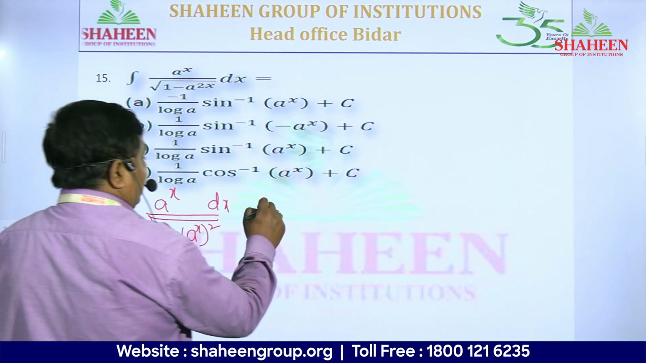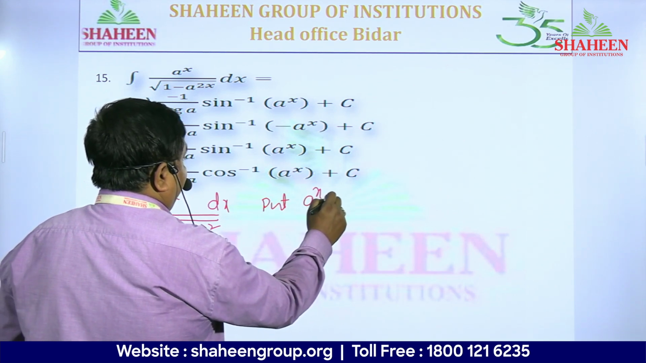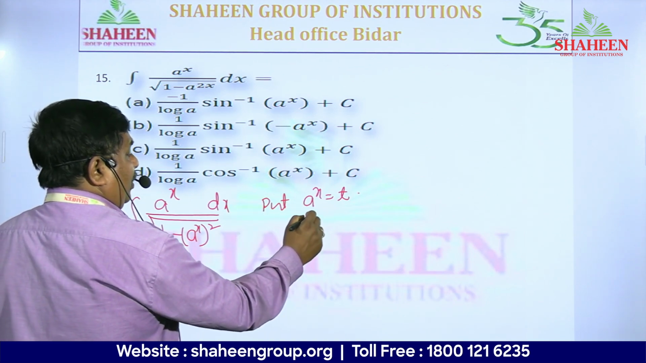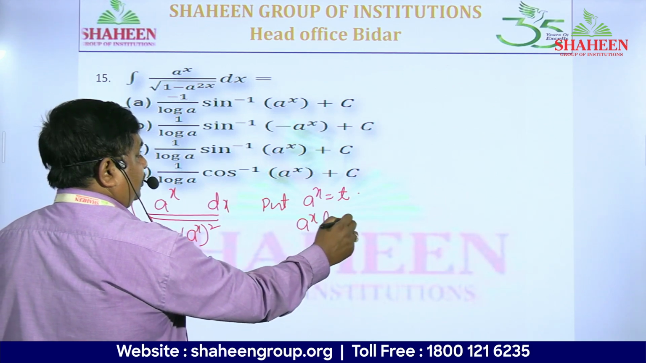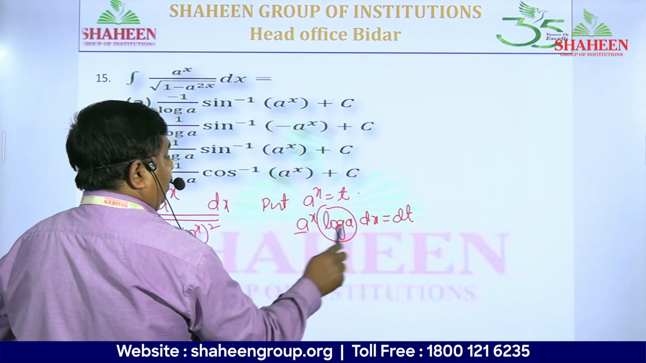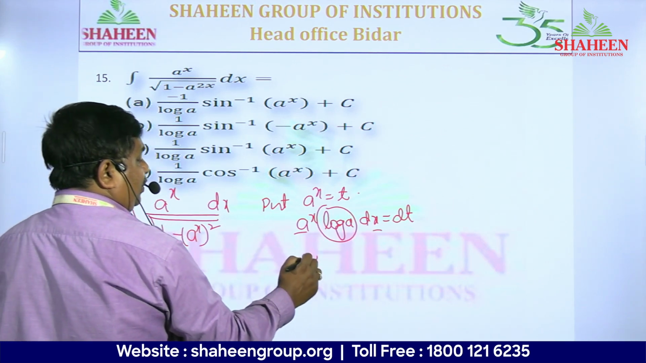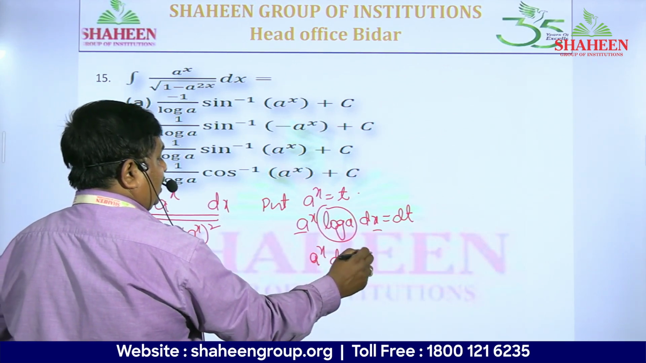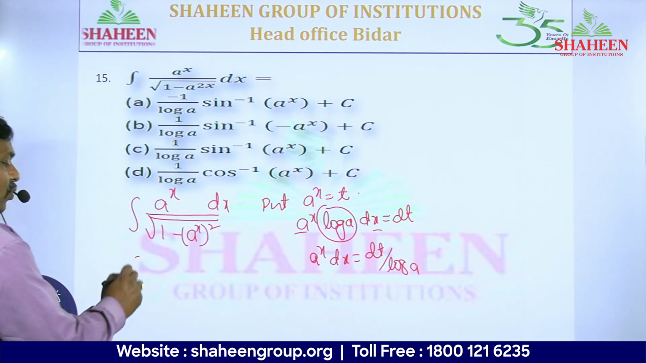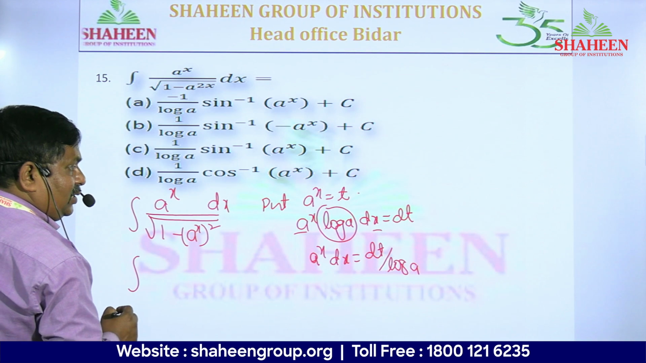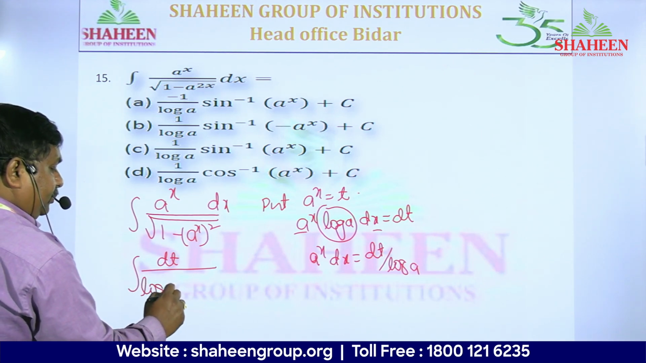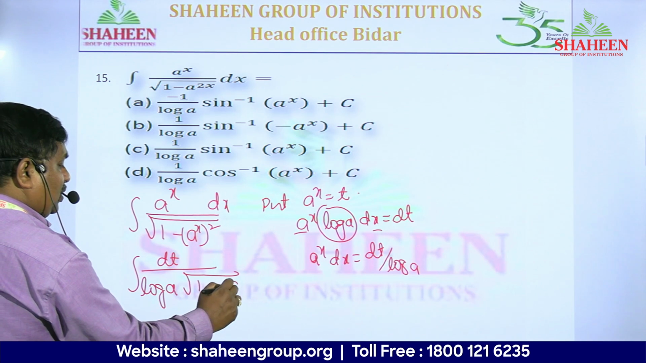So here we are substituting a power x is equal to t. Then what is the derivative of a power x? a power x into log a into dx is equal to dt. We require only a power x dx. Log a I am taking to the RHS, it becomes a power x into dx is equal to dt by log a. Let us substitute the values here. In place of a power x into dx, we write dt divided by log a into root 1 minus t square.